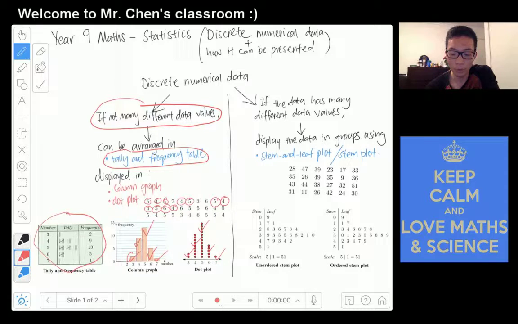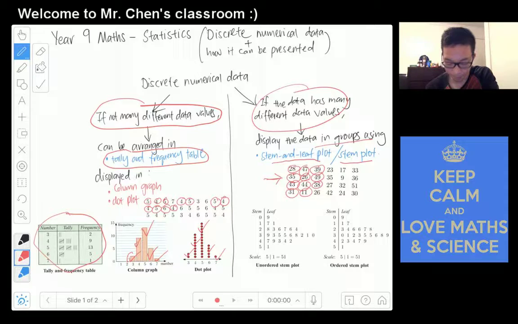However, if you have many different data values, that means you don't have a lot of repeated numbers, you can display using a stem and leaf plot or stem plot. What this means is, if you look at this data set, you have many different numbers which are not the same. There might be one or two that are repeated, but that doesn't matter. You can present them in stem plots.